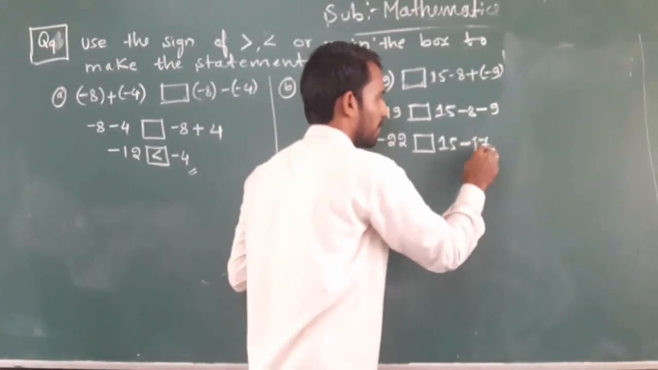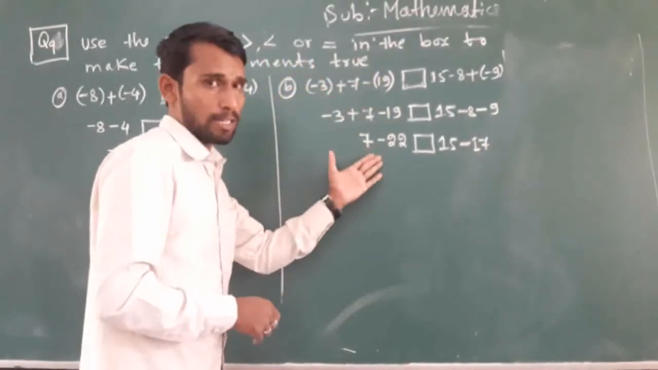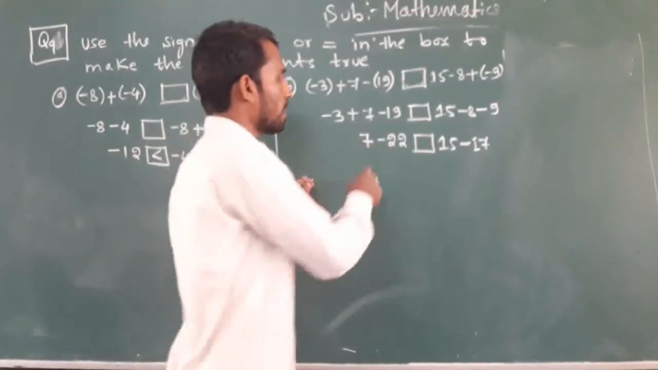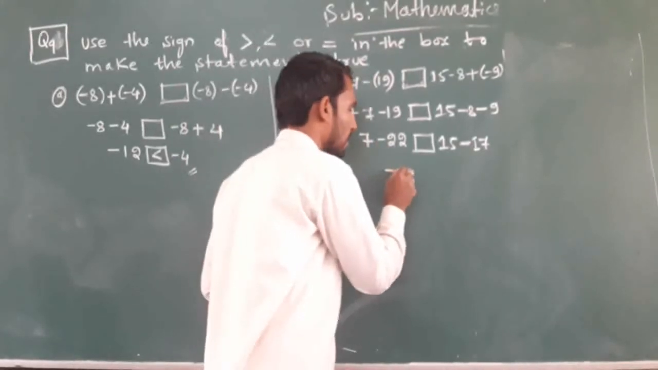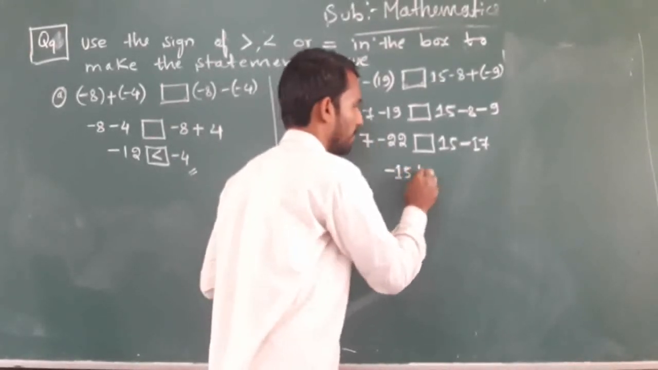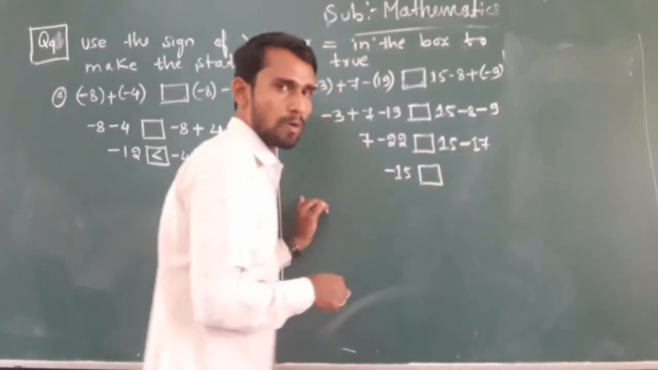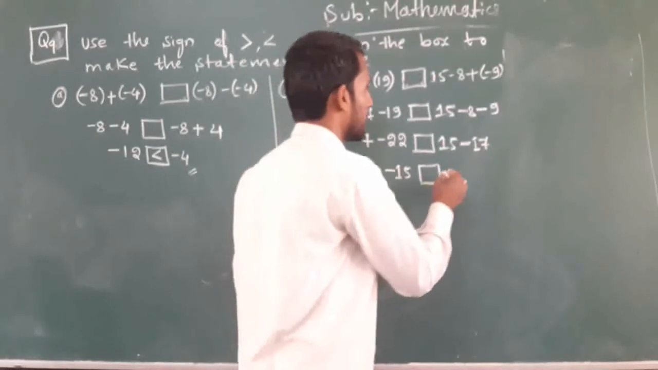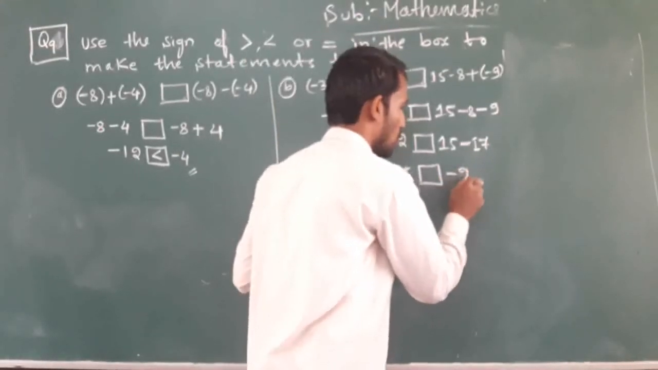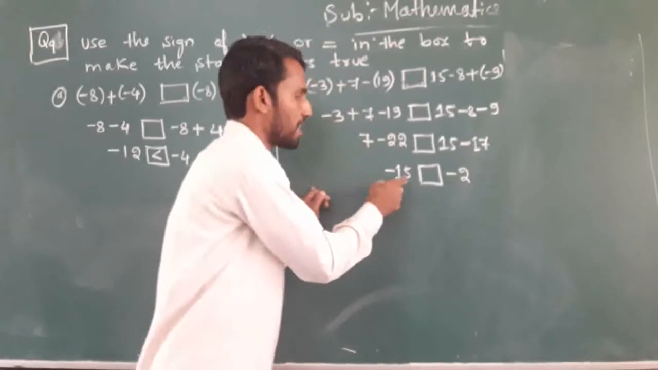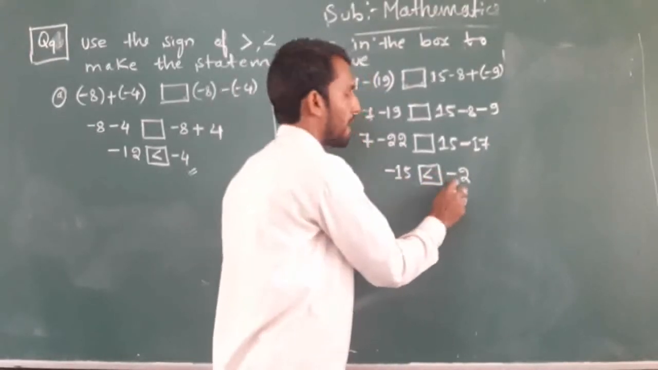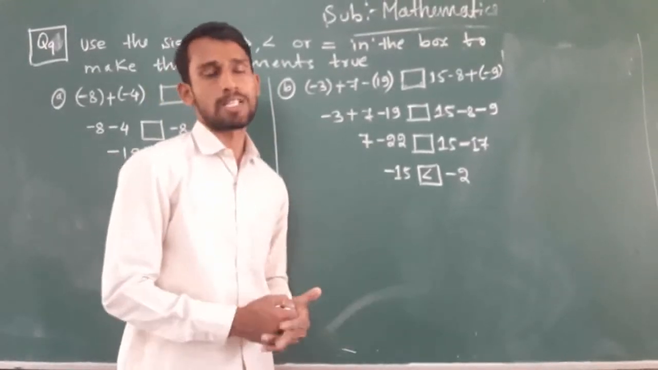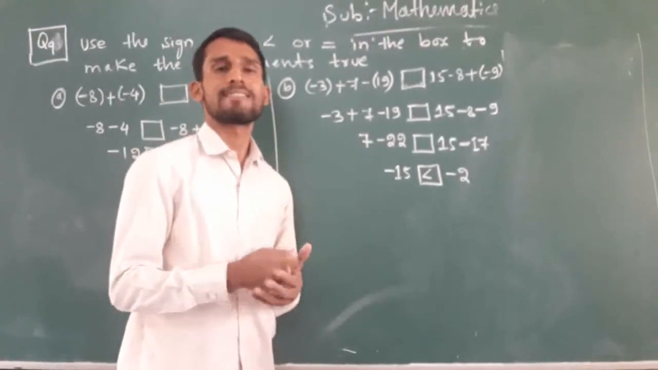When we do subtraction, because one integer is positive and the other is negative, we get minus 15. Here also one is positive and the other is negative, so when we subtract, the answer is minus 2. So minus 15 is smaller than minus 2. Dear students, you have 3 remaining questions in this. Solve these 3 questions on your own.